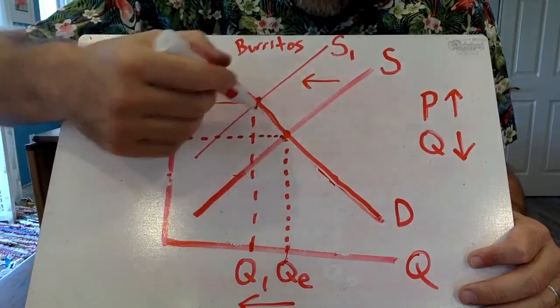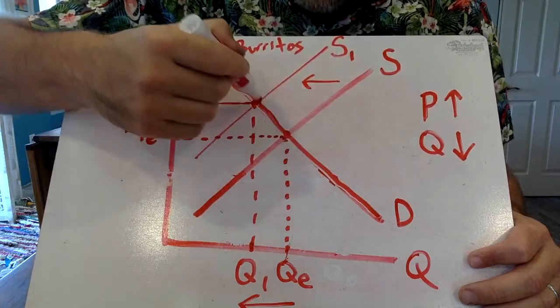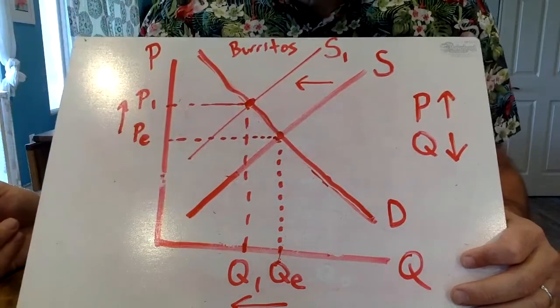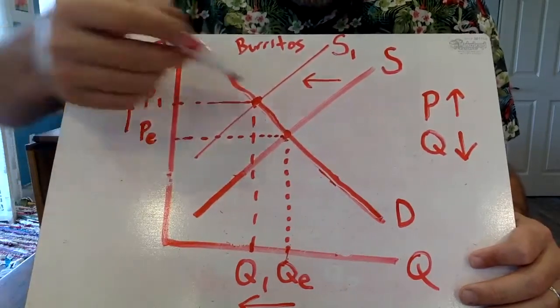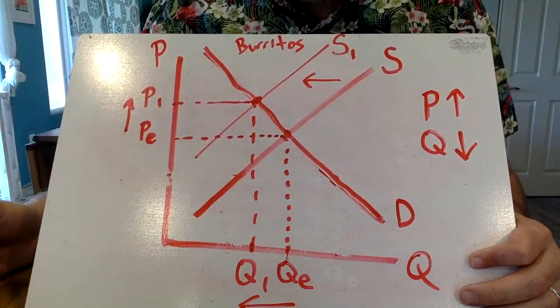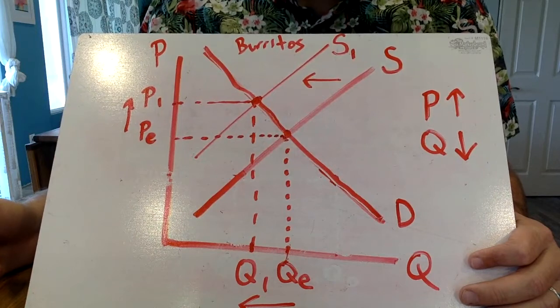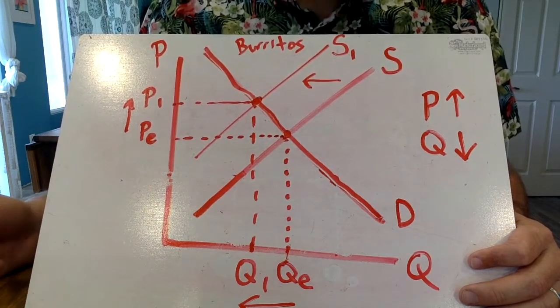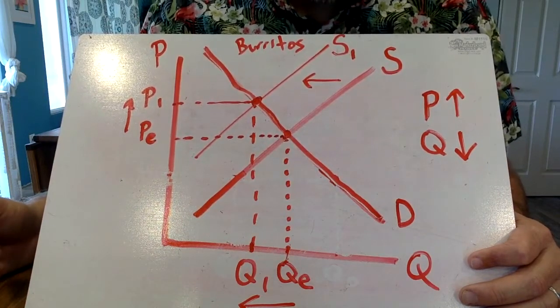But the new equilibrium caused us to get a move on demand. So what we see now is that when we have a shift of supply, we get a move on demand. And when we have a shift of demand, it causes a move on supply.